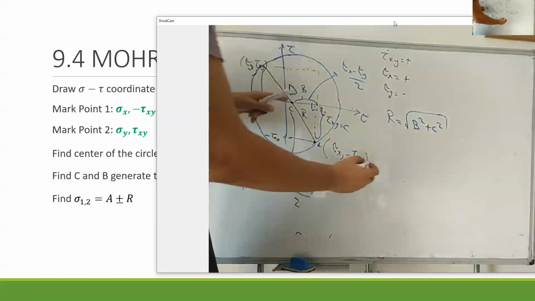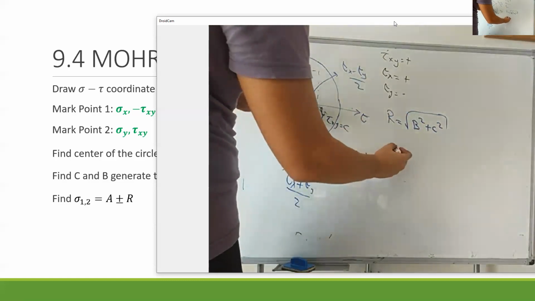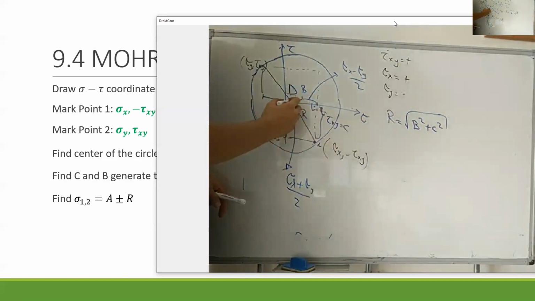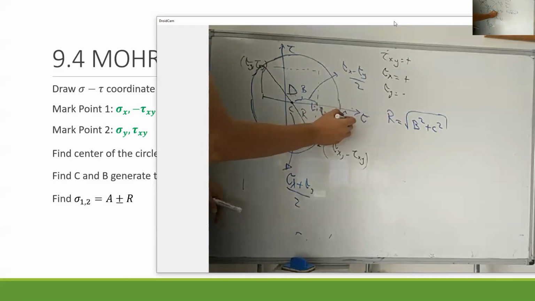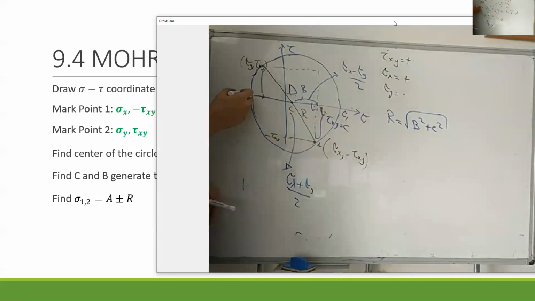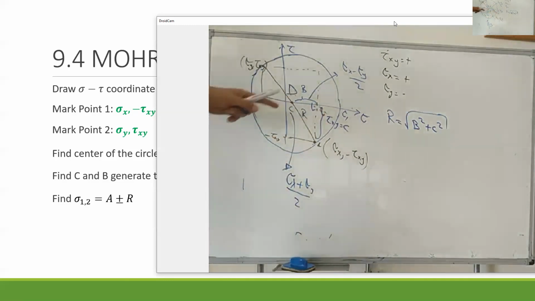Then after that, from point C, adding and subtracting the R value, we obtain sigma 1 and sigma 2 values. And tau max is equal to the R value. I think if I make a numerical example, you can easily figure out the values. Okay?